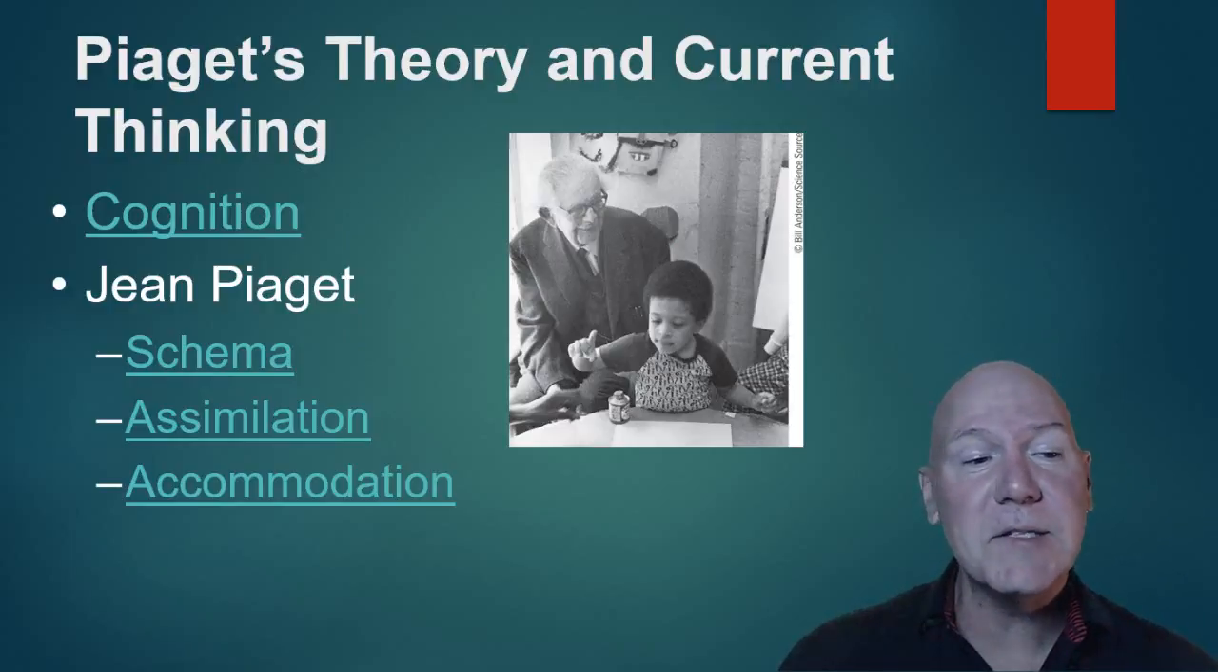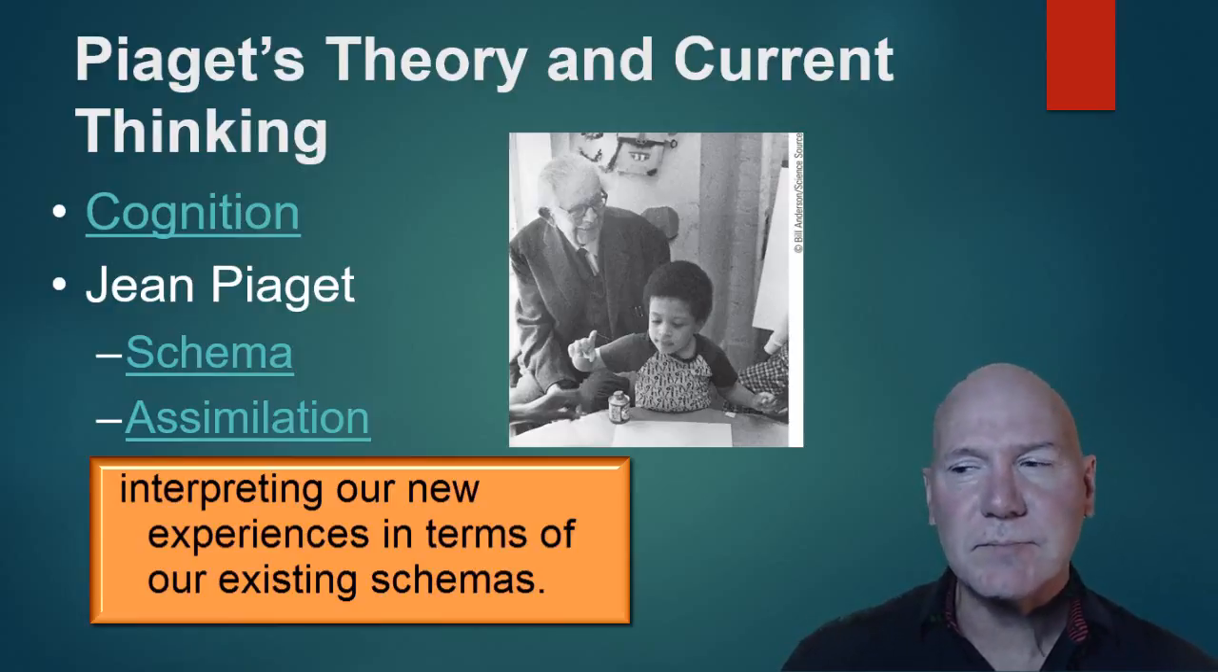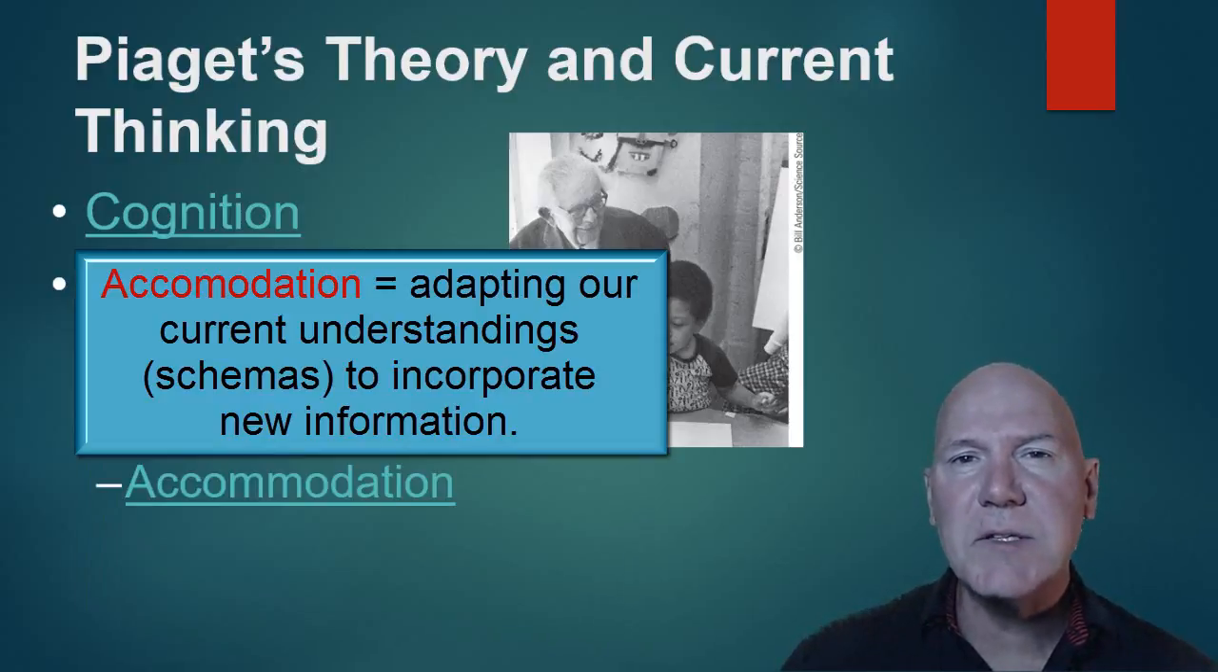As we grow, and even as we get older, there will be things that don't fit into a schema that we have. So what we'll try to do is stuff it into that certain concept that we've already created. And that's called assimilation. However, as we become more experienced with this, we will change our schemas to adjust for them.